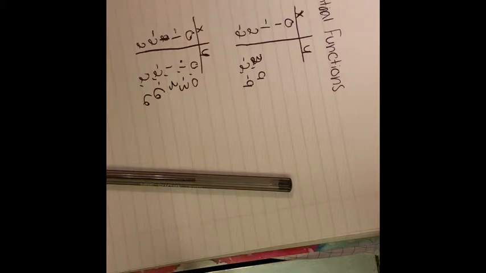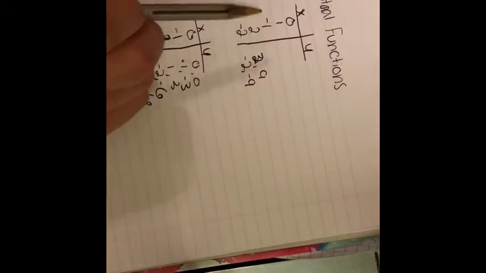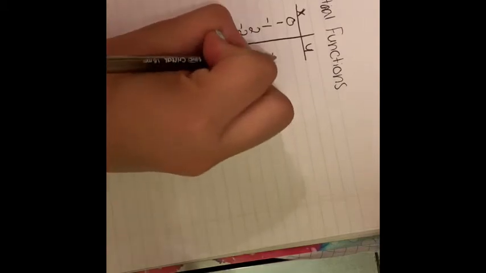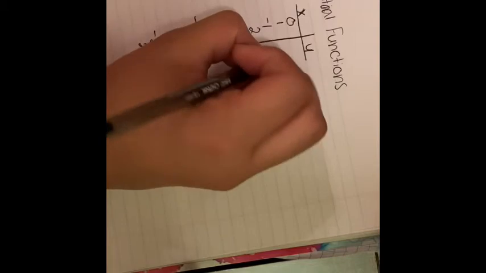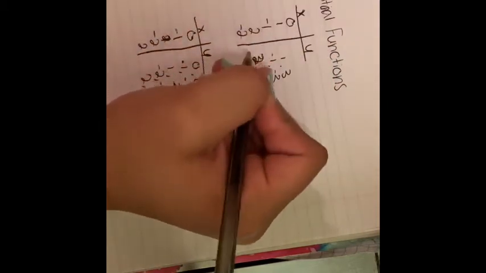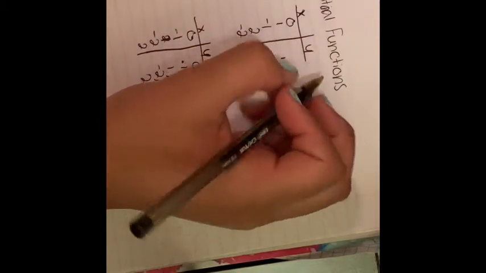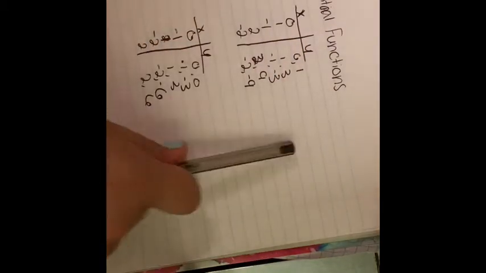Now 3 to the -1 would be (-1, 1/3), and 3 to the 1 would be (1, 3), and then anything to the power of 0 is 1, so it'd be (0, 1). So now we are going to graph both of these.